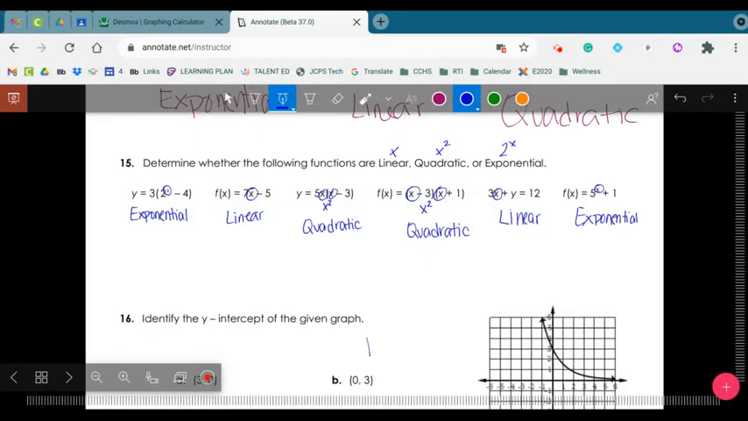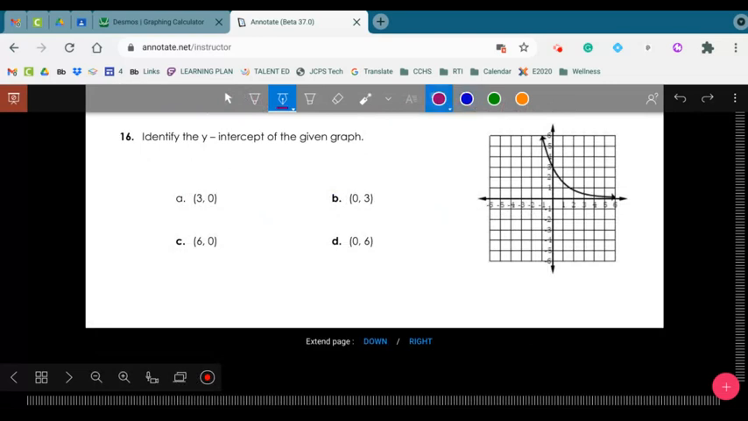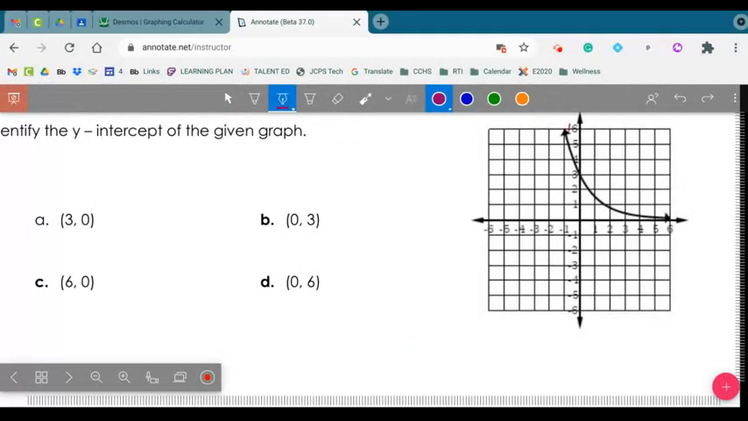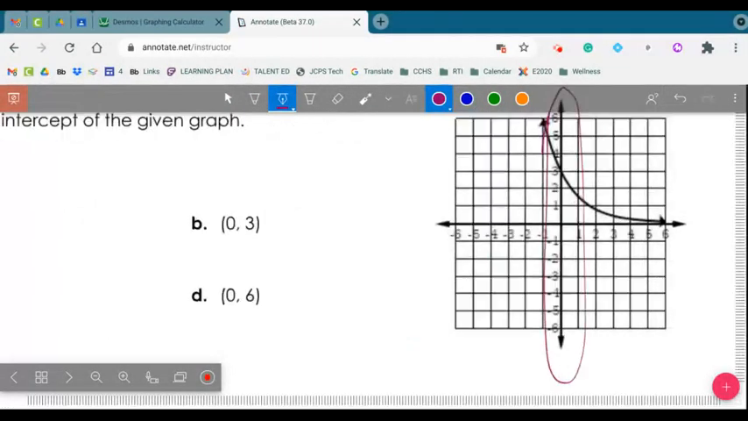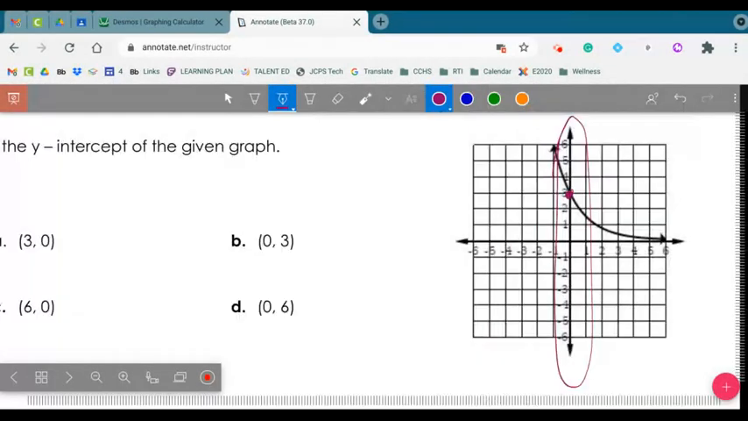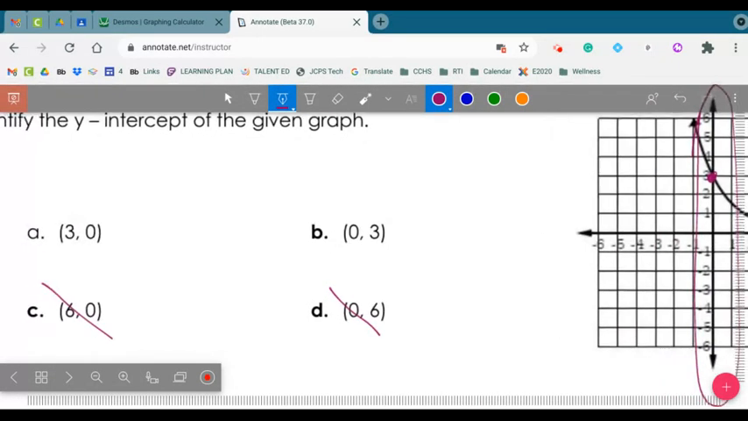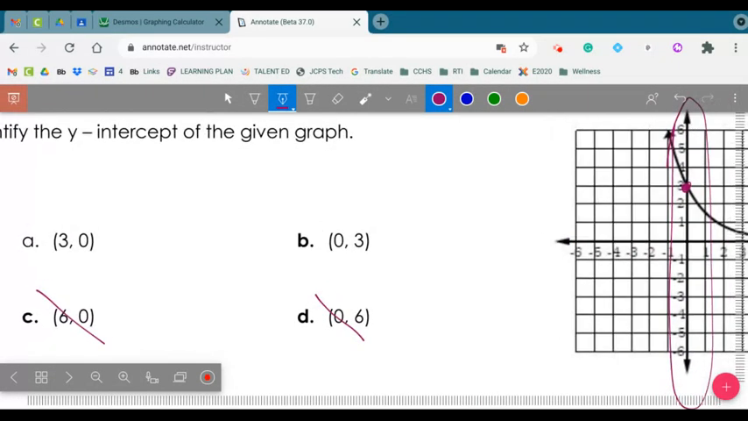Okay, going on to the next problem. It says identify the y-intercept. So the y-intercept is where it crosses the y-axis, which is the one going up and down. So it looks like it crosses at 3. So it can't be either of our 6's. So then we have to think about, okay, is it 3, 0 or 0, 3? If you remember, it's our x and then our y. Our x is 0 at our y-intercept, so it has to be 0, 3.